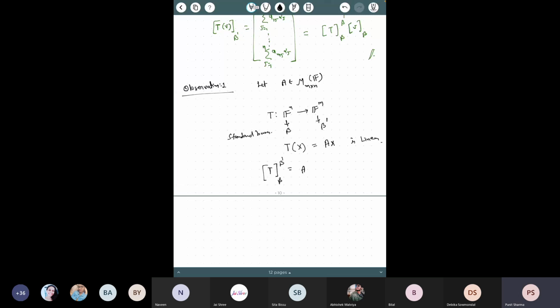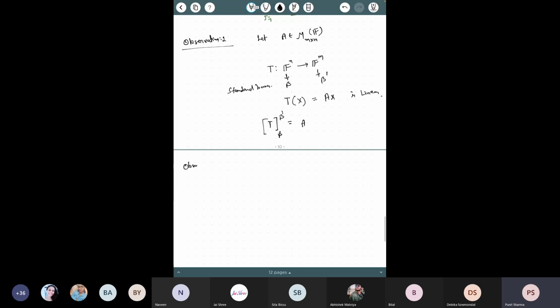Now the question remains the same, but instead of Fn and Fm, I will take any vector space, let's say V of dimension n and W of dimension m. So the modified question, or let's say the second observation, is the following. Suppose we have a matrix A of size m cross n over the field F. Let's say the entries of A are denoted by Aij.